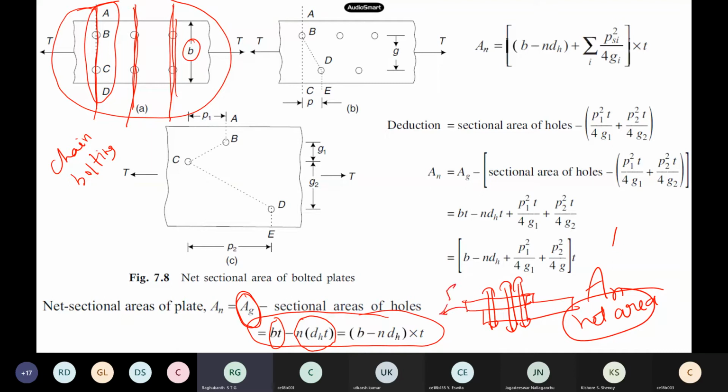This is P, this is P. So where does it generally fail? The first row, or second, or third? First or the third? Why? The middle ones carry more force, because they are at the outside. Excellent. Okay, the load being applied. Excellent. I have already shown you in the bolted connection figures also.